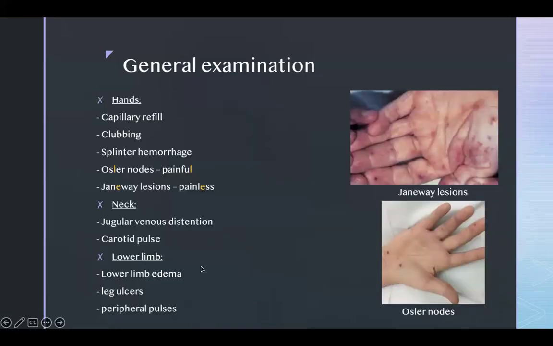Moving on to the lower limb, again, we said look for pitting edema in the lower limb, look for ulcers and peripheral pulses, and this is usually to screen for chronic limb ischemia or peripheral vascular disease. There would be faint peripheral pulses or there would be some arterial ulcers.